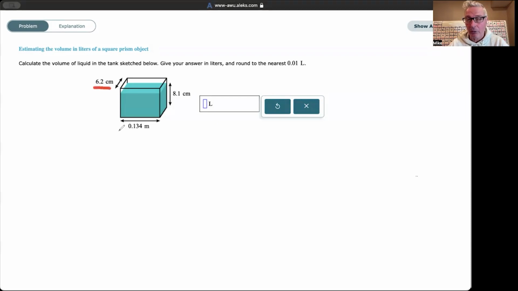6.2 centimeters, 8.1 centimeters, a little more than 1/10 of a meter. This is not a big tank, all right? This is a small box with some liquid in it. What's 8.1 centimeters? 3 inches?